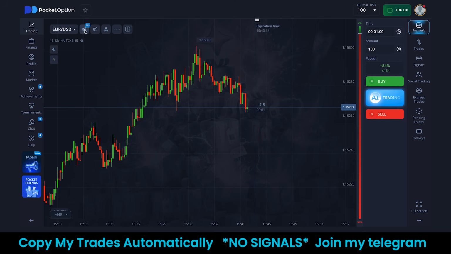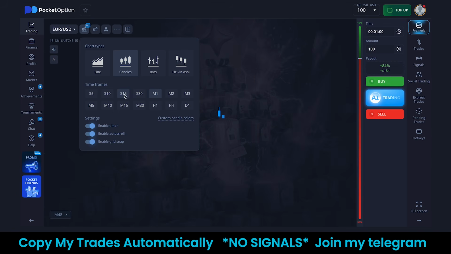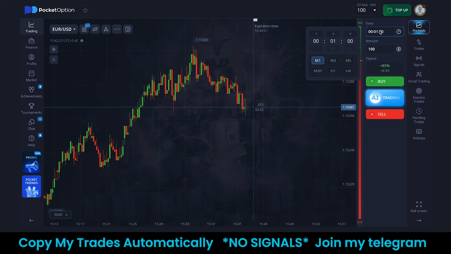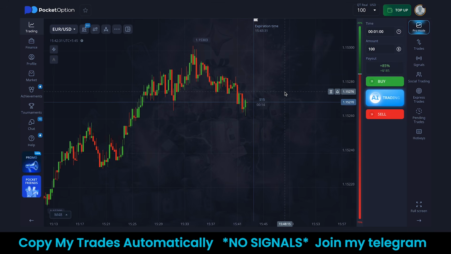For this strategy, let's choose the classic candles and set the time frames to 15 seconds, and let's go to the expiration time and let's make it 1 minute. And yeah, that's all. Now let's choose the indicators.